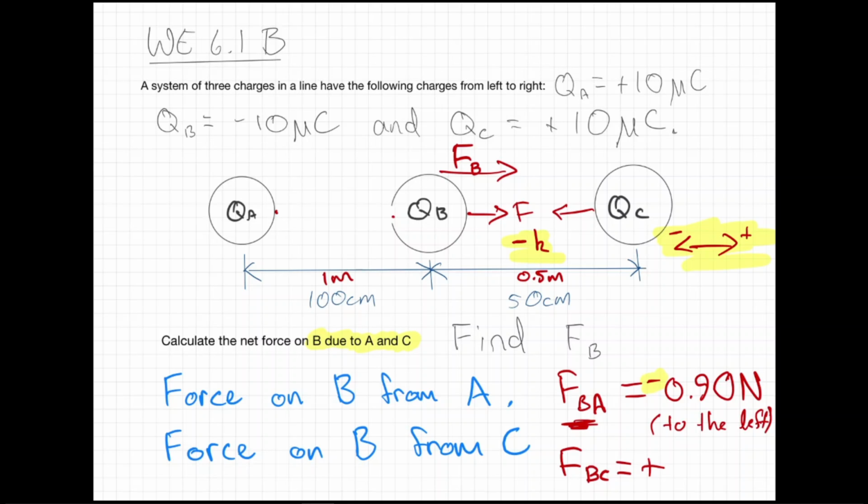All right, let's get those answers then. So F of B from C will be attractive in this case, so the end result will be positive because it's going to go to the right. You should get a negative answer initially though, which is 3.6 newtons. Initially again, that will be negative. You will identify that that means it's attractive, which means it will go to the right. That says to the right. Don't argue.